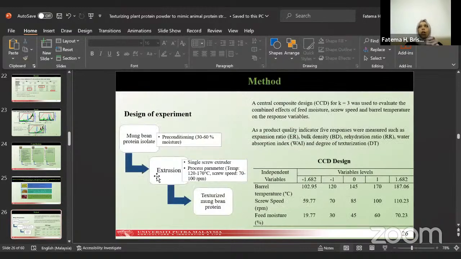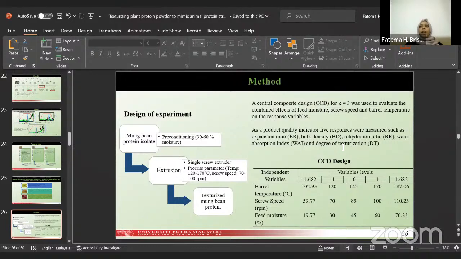So we used around 30 recipes in order to produce our sample. We use the CCD design, central composite design. We have our independent variables, that is barrel temperature, screw speed, and feed moisture that's coming from our extruder. We have some minimum values and maximum values, and we have some dependent variables. That's the expansion ratio, bulk density, rehydration ratio, water absorption index, and degree of texturization.